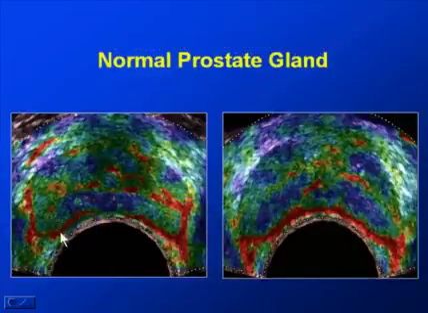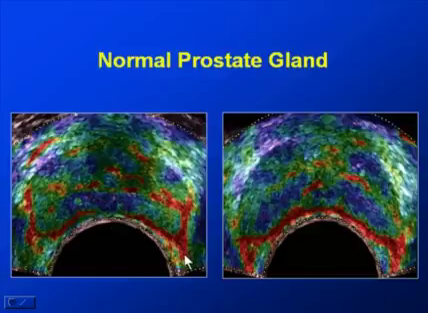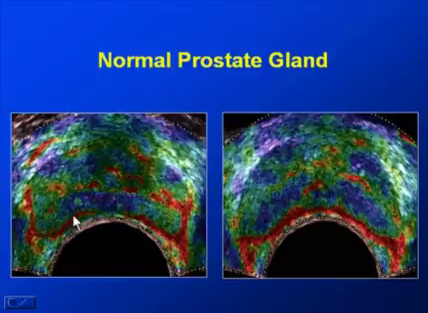Here's an example obtained with the Hitachi unit of a normal human prostate gland. You can see how soft the gland is along the edge of the gland here, and you can see the changes in speckle and non-speckle in the central core of the gland, where there are regions of soft tissue intermingled with more hard tissue.